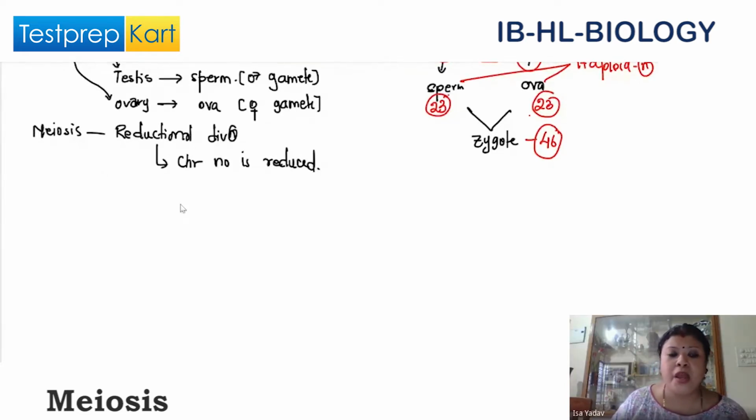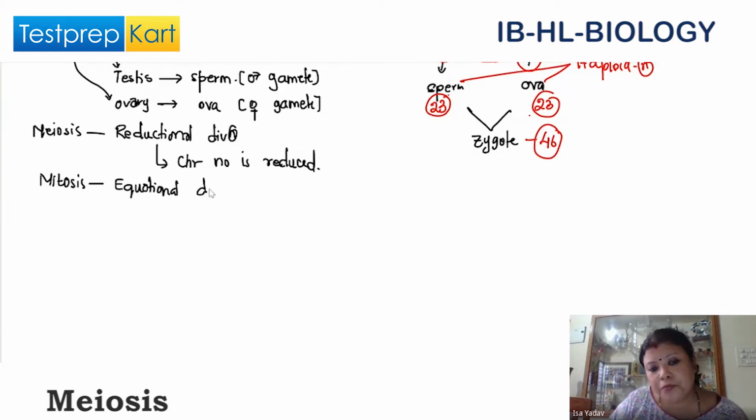Now, what was mitosis? Mitosis is equational division. Mitosis is what division? Equational division. And meiosis is what? Reductional division. Chromosome number is reduced.